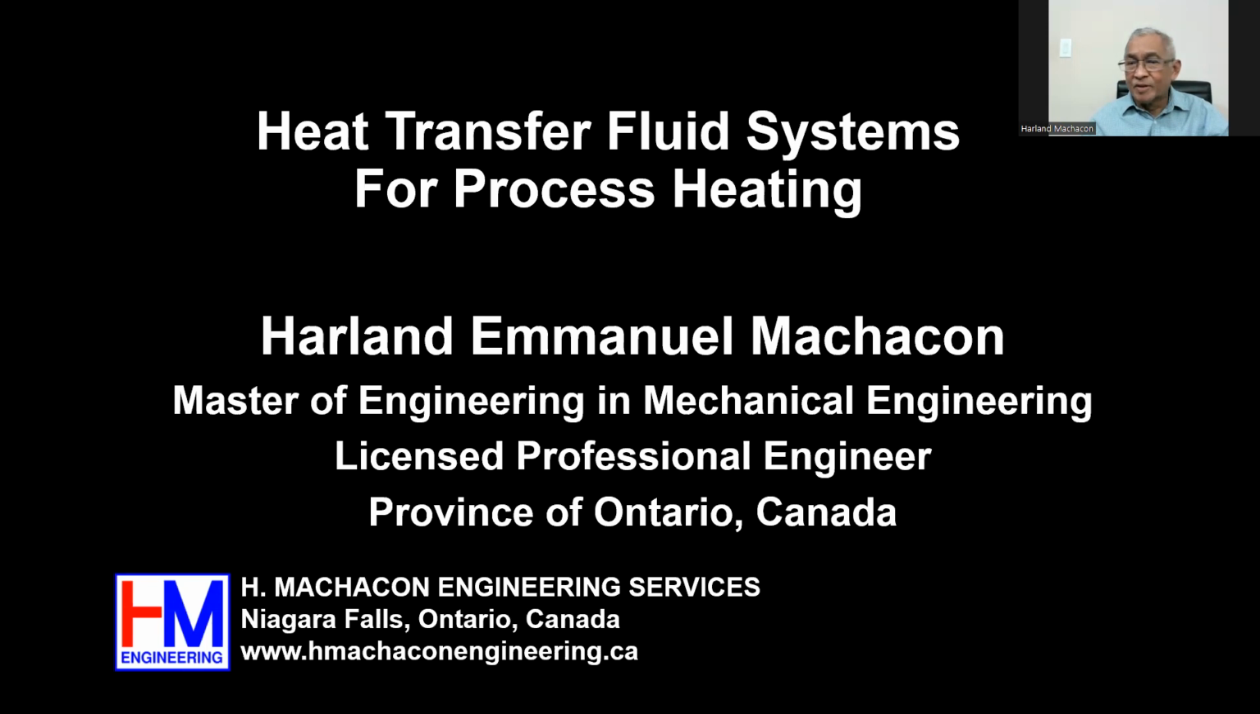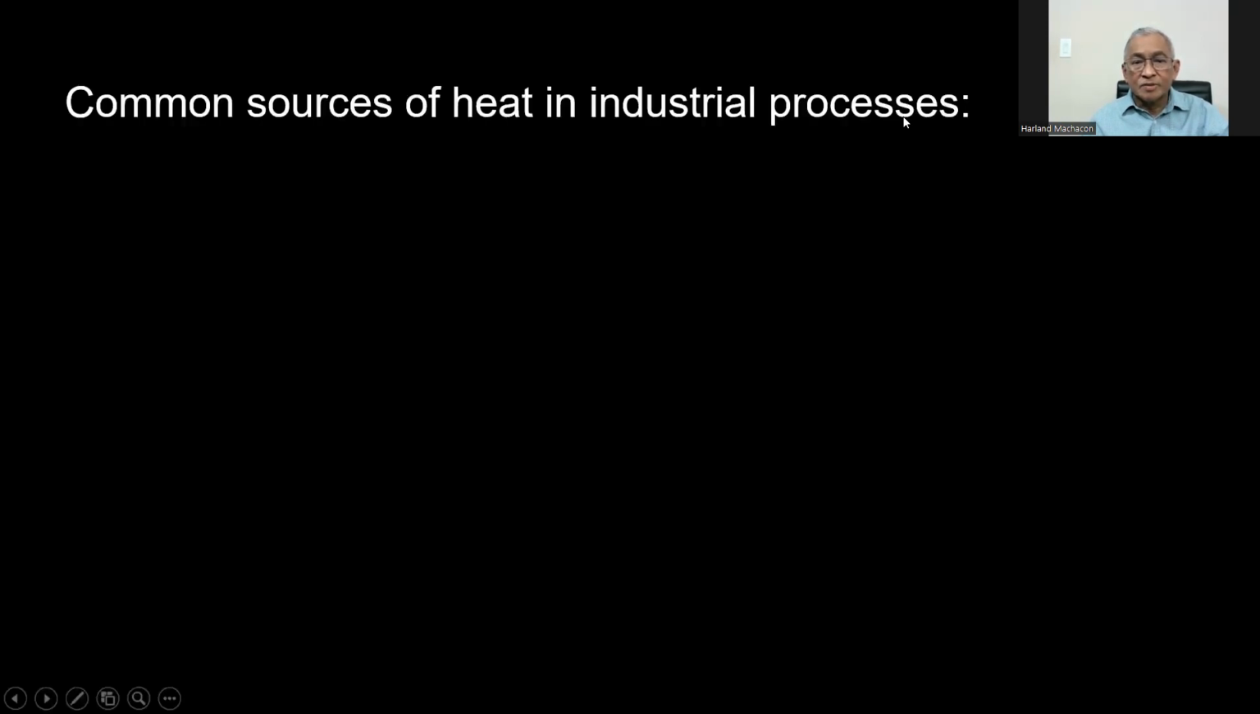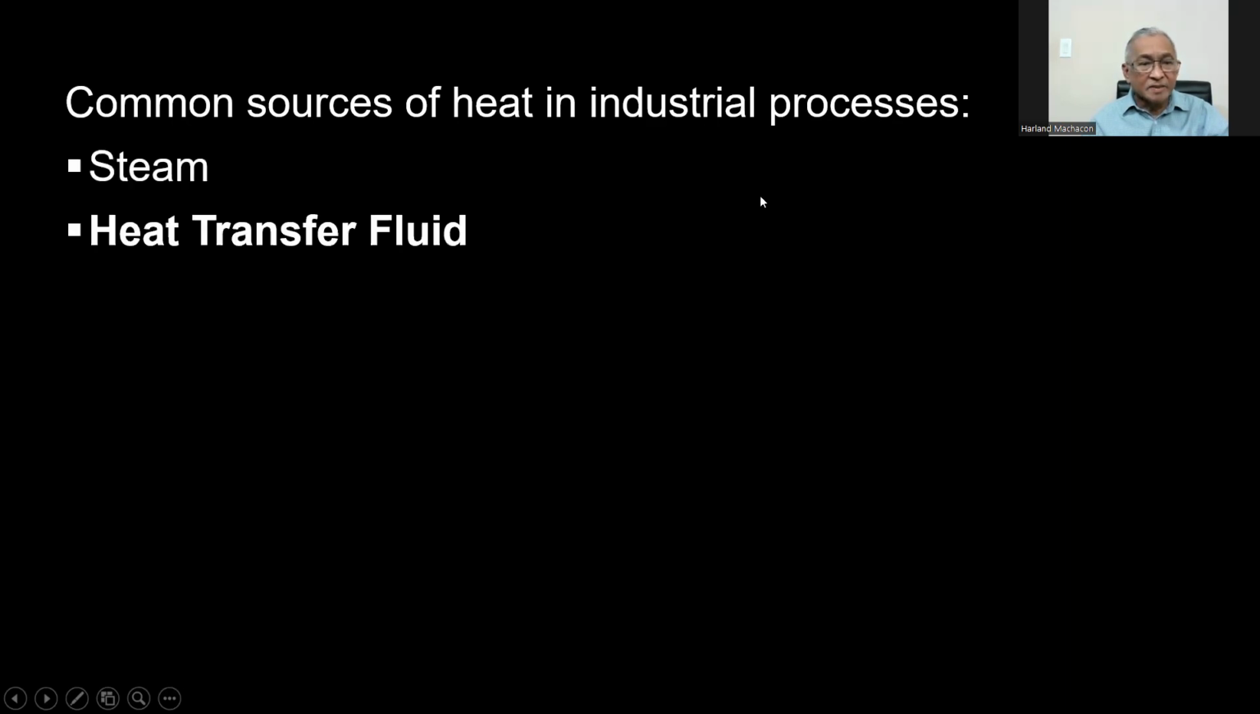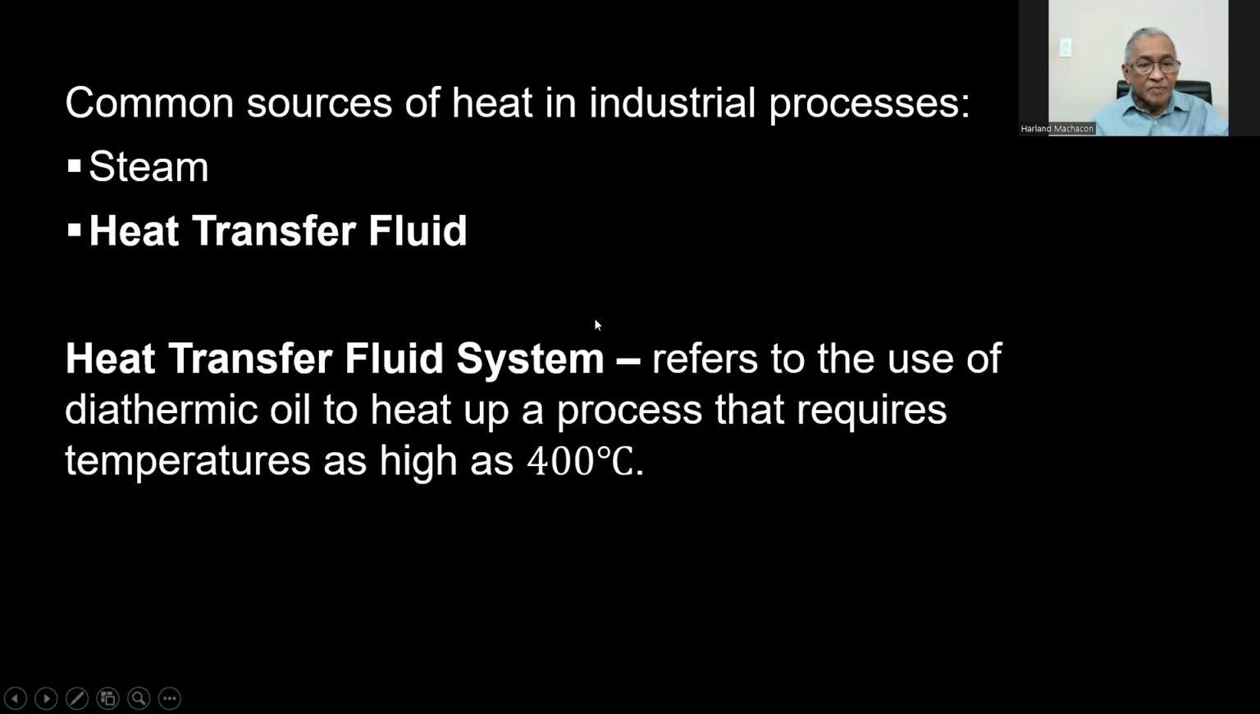Our topic for today is about heat transfer fluid systems for process heating. There are two common sources of heat in industrial processes. The first is steam, and the second is heat transfer fluid. A heat transfer fluid system refers to the use of diathermic oil to heat up a process that requires temperatures as high as 400 degrees centigrade.